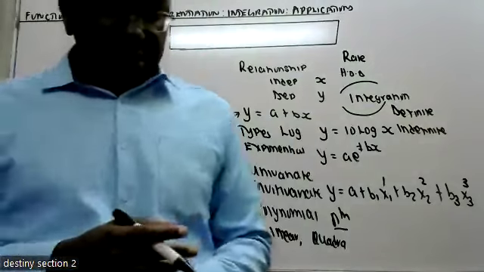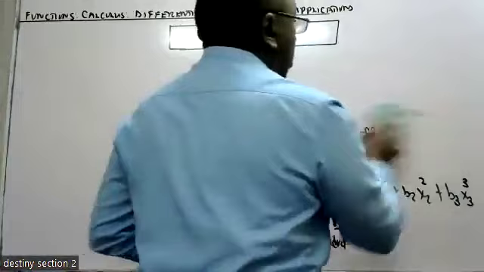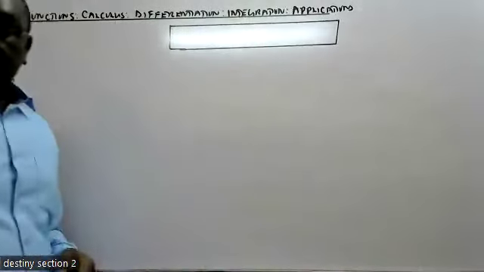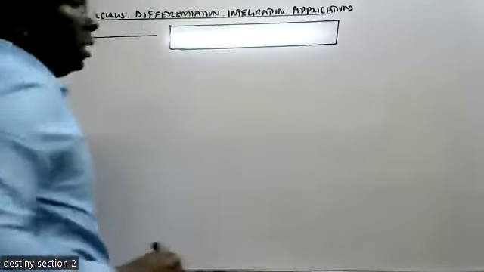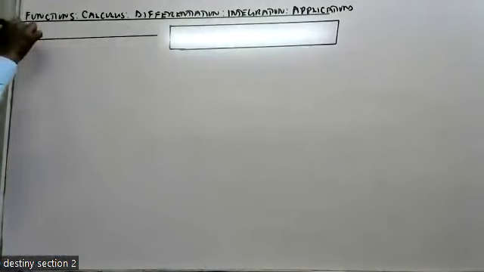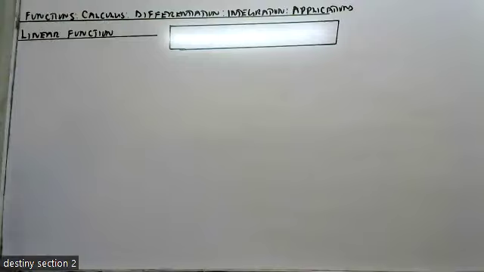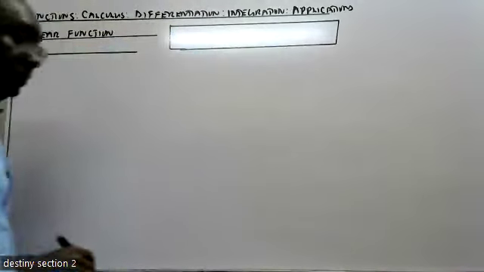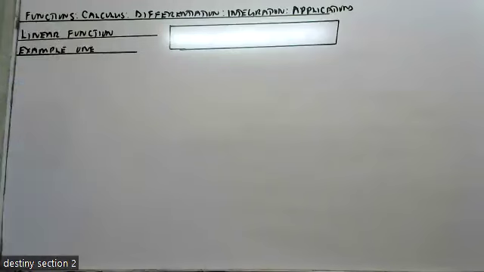So what I now want you to write are the illustrations that we are going to use. I want us to start. This is what you are going to write: linear functions, or linear equation. Now, a linear equation, we will start with the example. Example one. Now, in example one, we are going to say this.